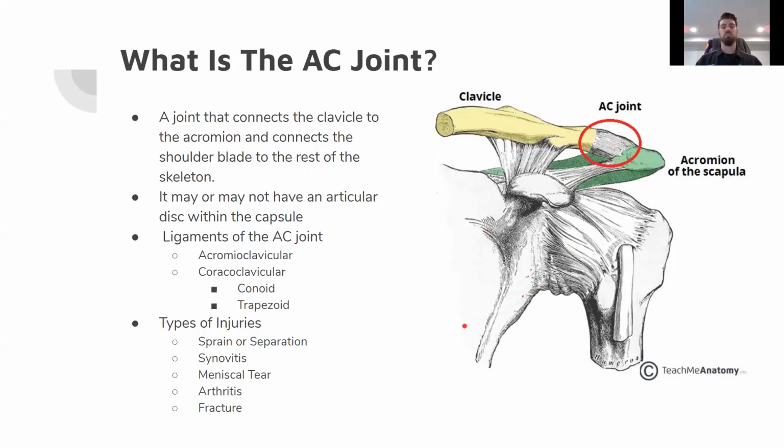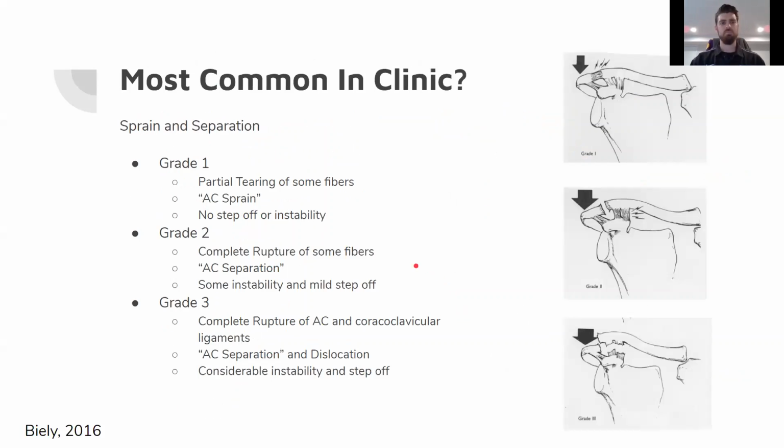Types of injuries that you are going to see include sprains or separations. You can have synovitis, meniscal tears of that articular disc if there is one there, and arthritis, just like any joint, and then fractures. Most commonly in the clinic, at least in my time as a physical therapist here, you're going to see sprains and separations. If we're looking through the grades, we're going through grades 1, 2, and 3 to start off. Those are the most common.